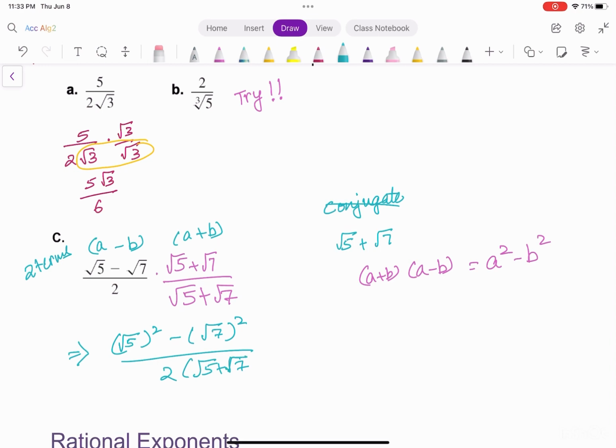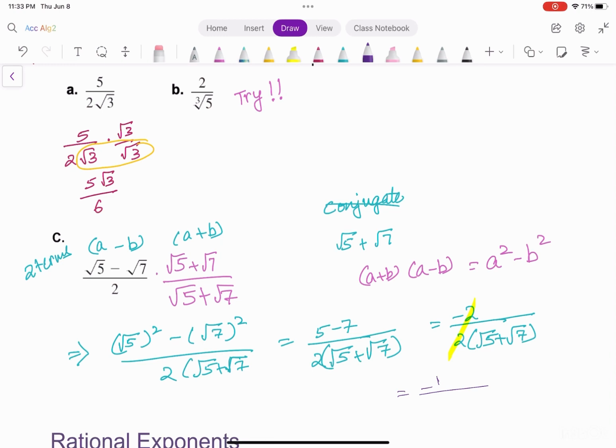Now what is radical 5 squared? Radical 5, that means the index is 2. It is just 5. And 5 minus 7 is negative 2. And then we can simplify it further by cancelling out 2 and 2. So my final answer will be this. Negative 1 over radical 5 plus radical 7. I hope this is making sense.